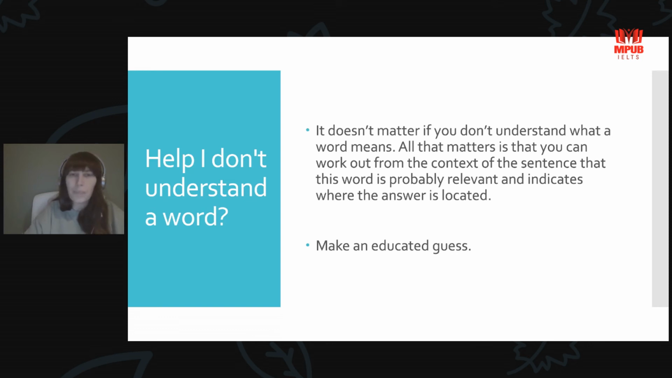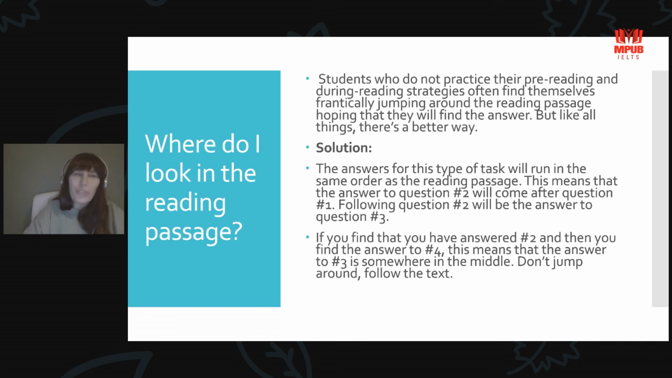So don't worry. So often students will ask this question, where do I look in the reading passage? Well, it's a big question. Where do you look? Well, first of all, you should be reading all of the passage. Don't skim through it. Read all of the passage. But also, students who don't practice pre-reading and reading strategies often find themselves jumping through the passage. Please don't. Read all of it. But also, there's a bit of a solution as well.